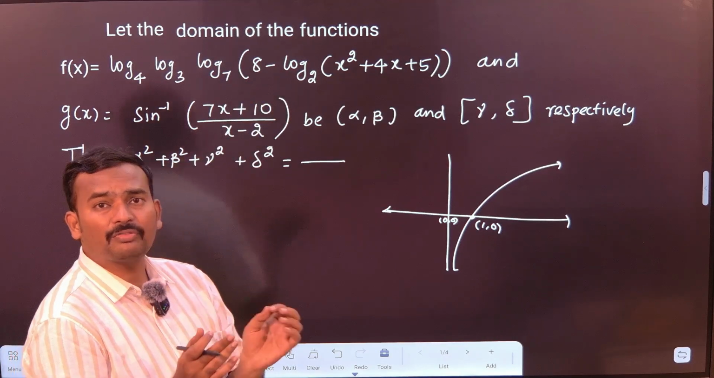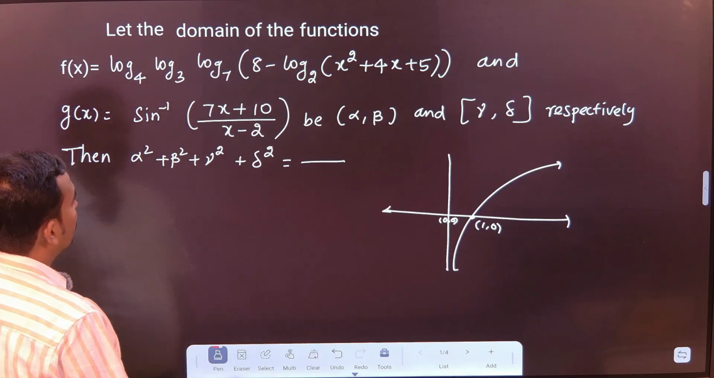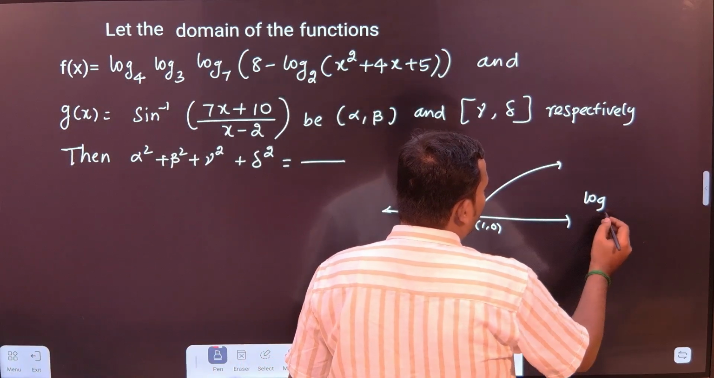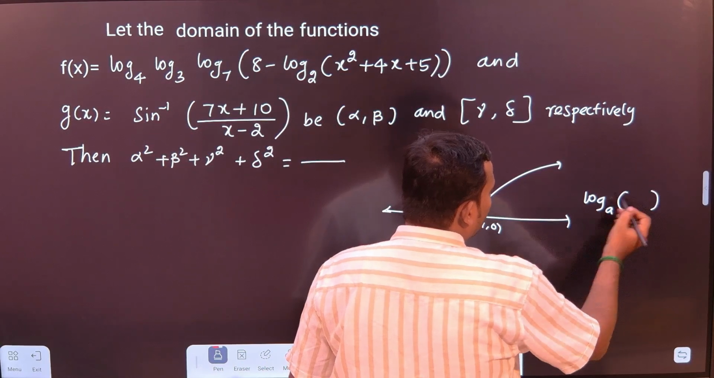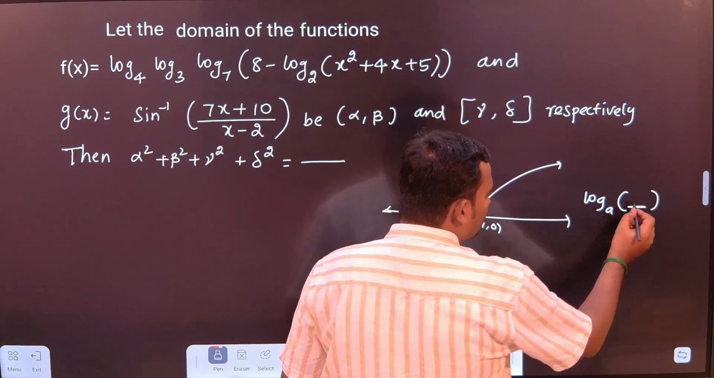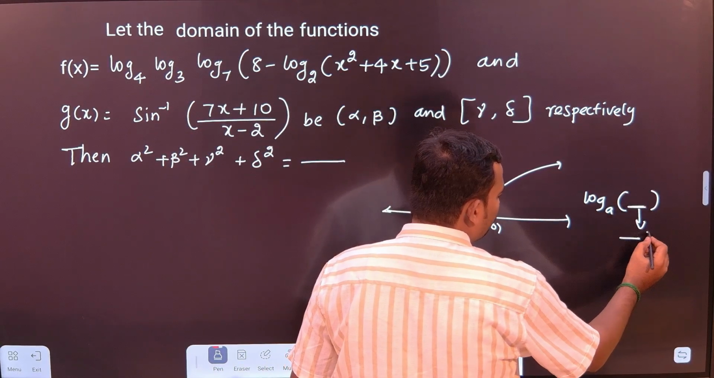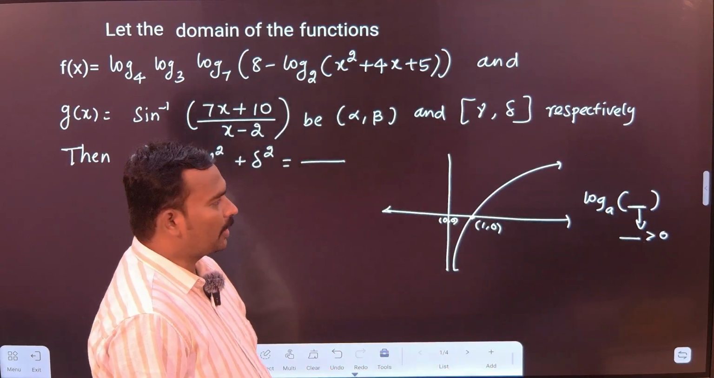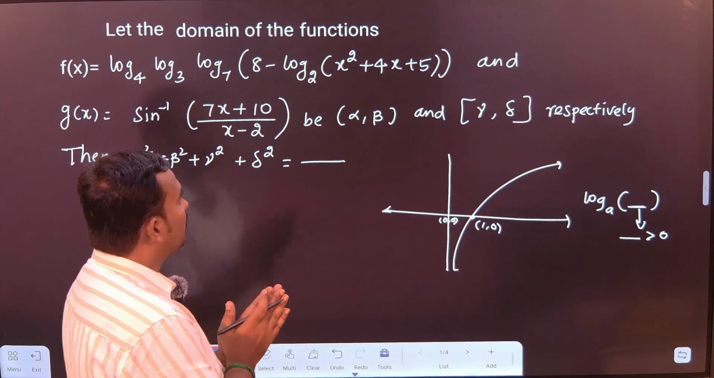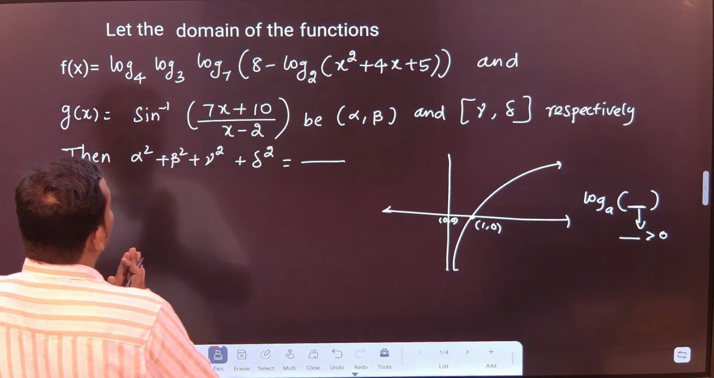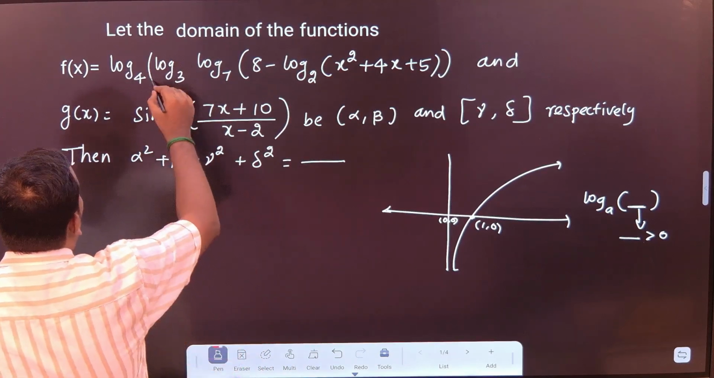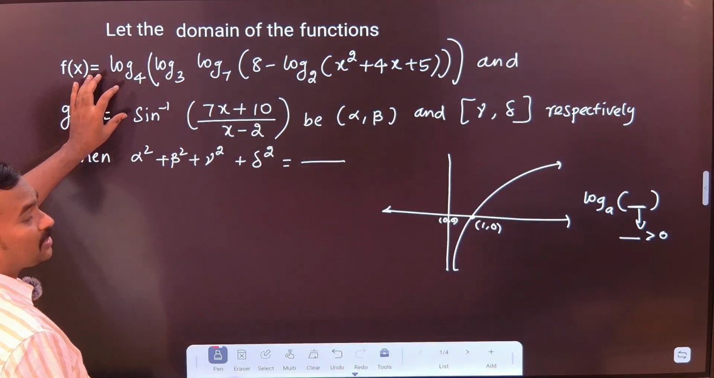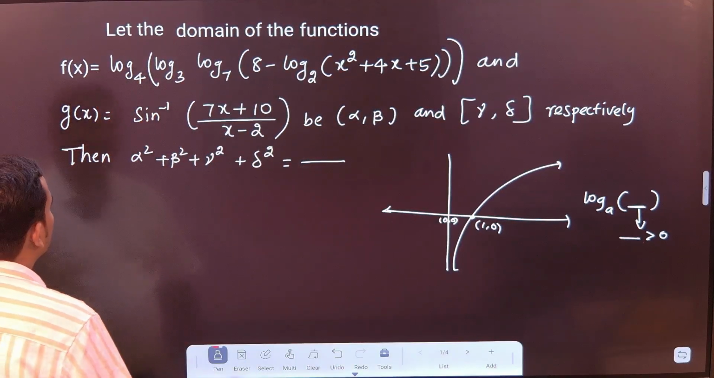But we have to start from the end, right? You can see, whenever the log of something is there, whatever base it may be, the something should be strictly greater than 0. Clear? I hope everyone understands. Okay, so first, we have to start from here. This is the input of the log base 4. We can start from here.